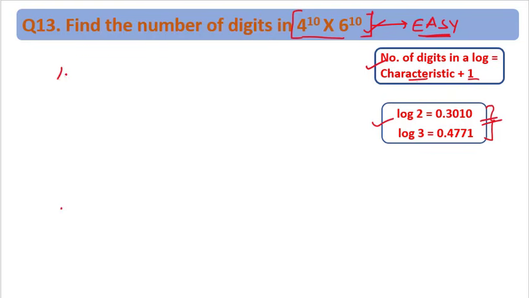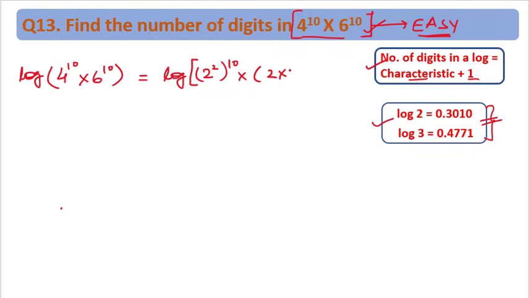The question is 4 to the power 10 multiplied by 6 to the power 10. I have to find the number of digits in this. So what I'll do is I'll simply take a log of this, okay. Now I know that 4 can be written as 2 square. So I'll write it as 2 square to the power 10, multiplied by 6, which can be written as 2 multiplied by 3, so this is 2 multiplied by 3 to the power 10. Okay. Now what is this?